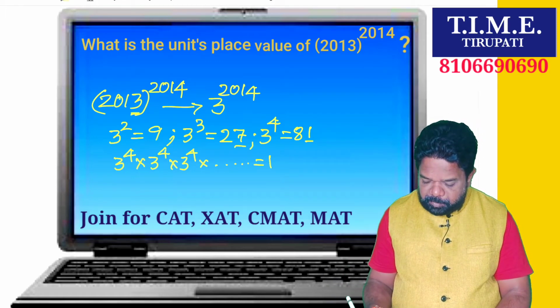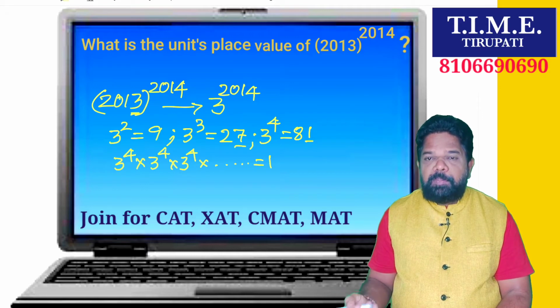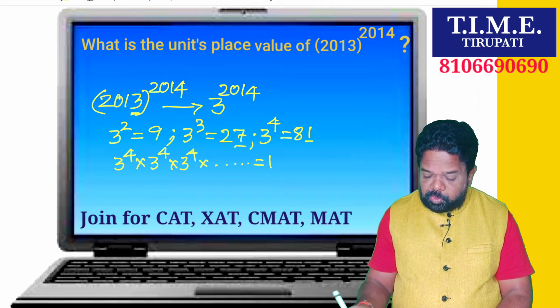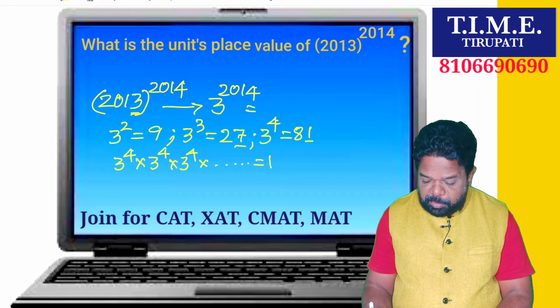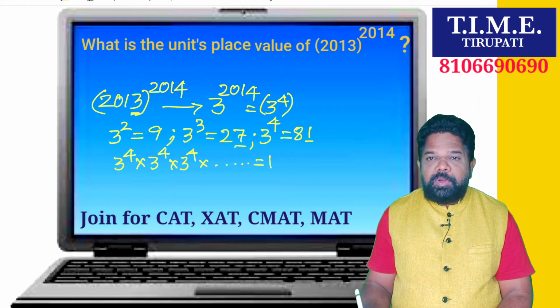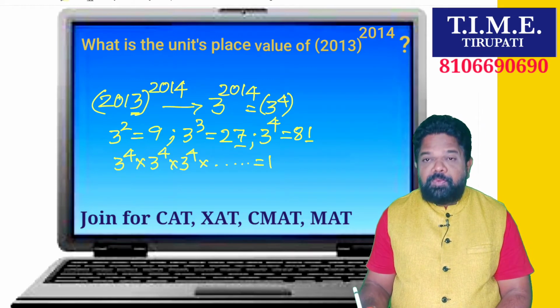Now this logic you have to apply for 3 power 2014. So 3 power 2014 can be written as 3 power 4 whole power. Clear?